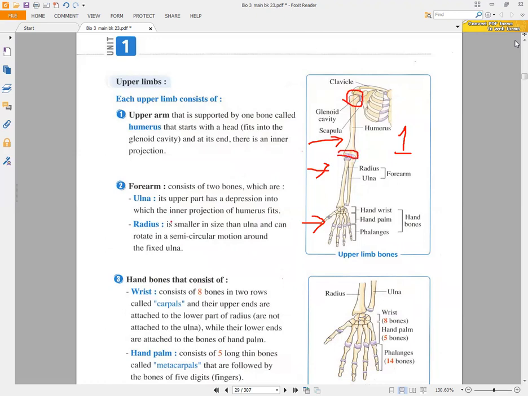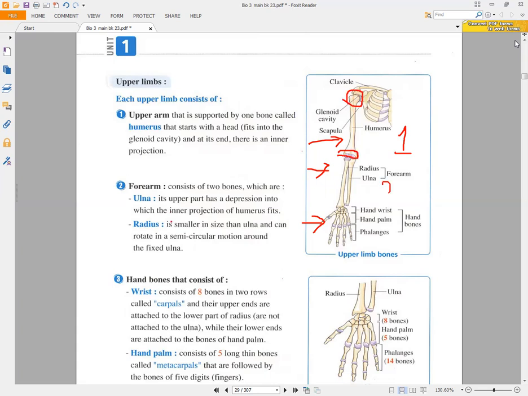If you look here, you will find that the head of the humerus fits into the glenoid cavity, forming the shoulder joint, which is a freely movable joint, okay? And also if you look here at its end, you will find that it has inner projections, okay? After that, we will talk about the forearm.